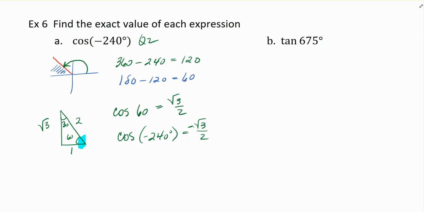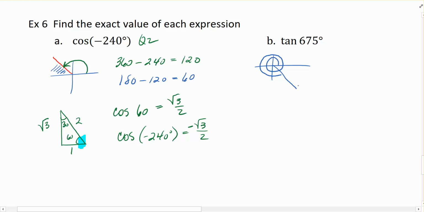Let's look at this last one here, the tangent of 675. So 675 would be what happens if I went around the circle one plus more. One revolution around is 360, two revolutions would be 720, so I'm not quite there. I'm going to stop somewhere over here, what I believe to be in the fourth quadrant.